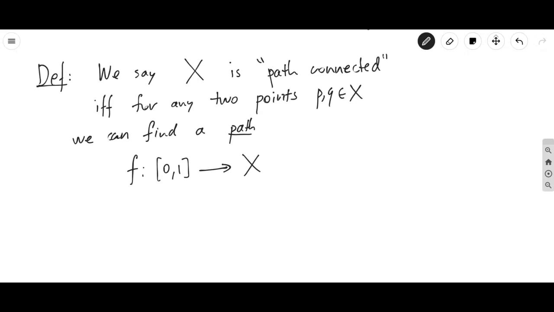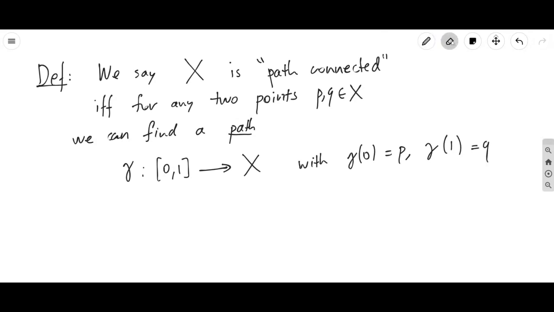And for some reason, I do not know why, but oftentimes when people talk about paths, instead of calling them by the letter F, they often call them by the letter gamma. Maybe you've seen that before. I do not know what the origin of this is. So there's a path gamma, a continuous function from the interval into X with gamma at 0 equal to P and gamma at 1 equal to Q.